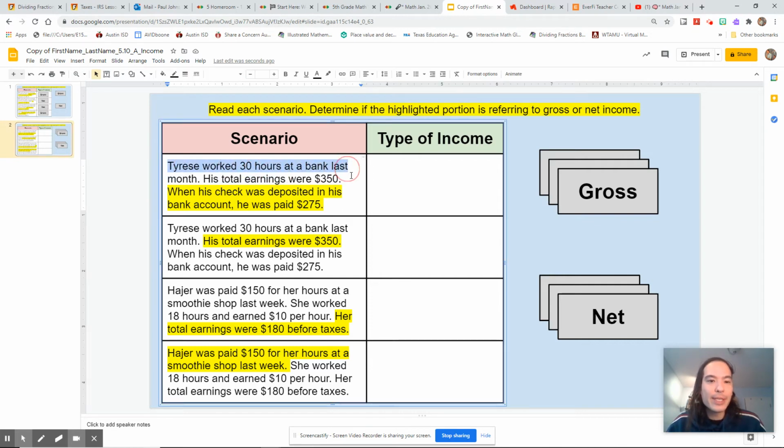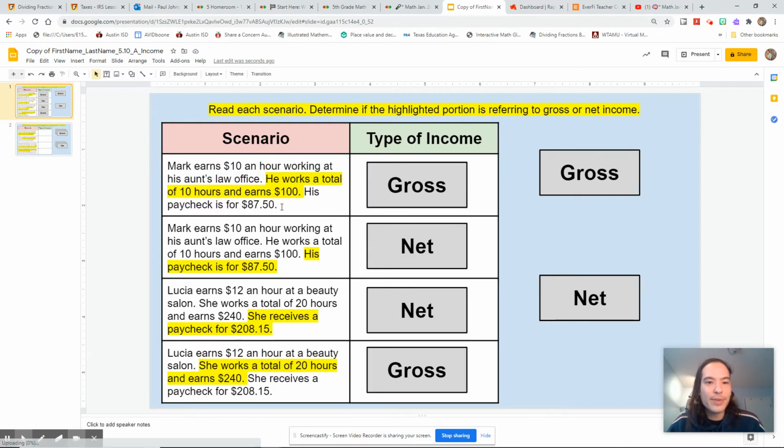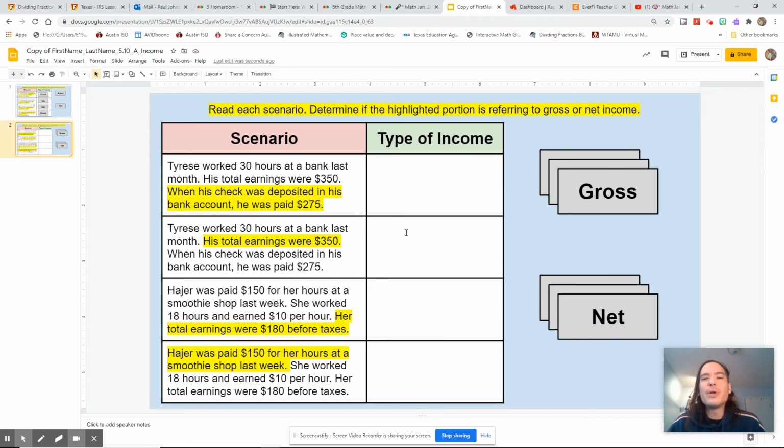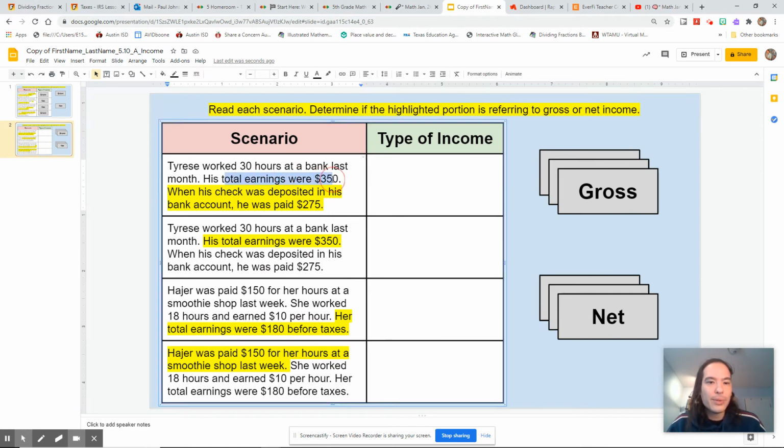Tyrese worked 30 hours at a bank last month. His total earnings. Have you noticed that every time they say total earnings? Let's see. Didn't say total earnings on that one. Total earnings might be a hint for gross income, though. Total earnings, $350. When his check was deposited in his bank account, he was paid $275.